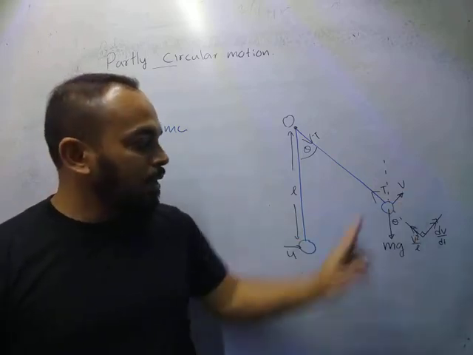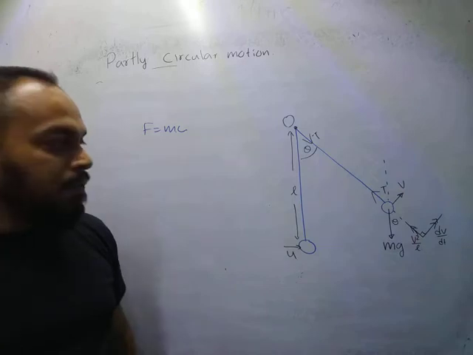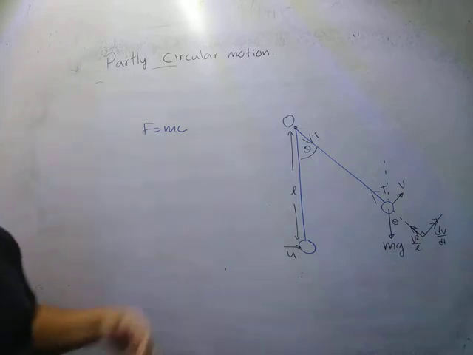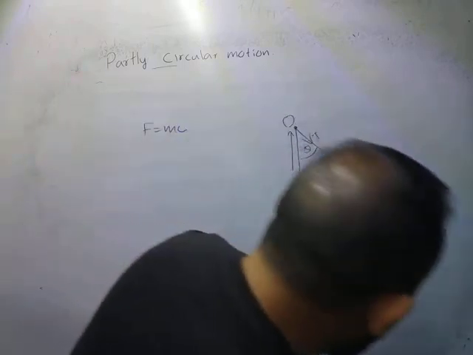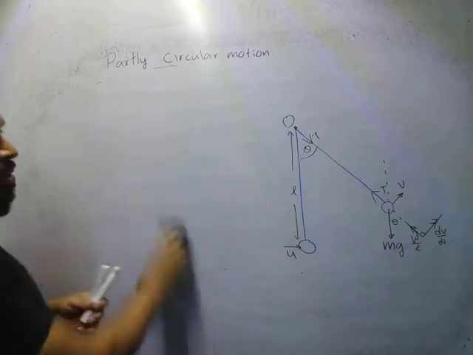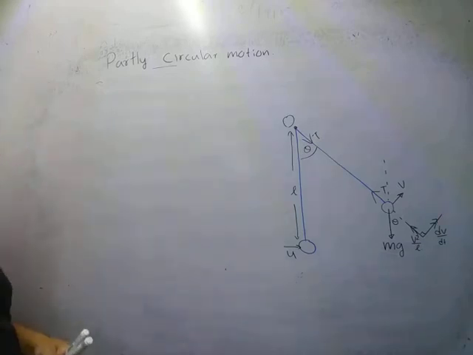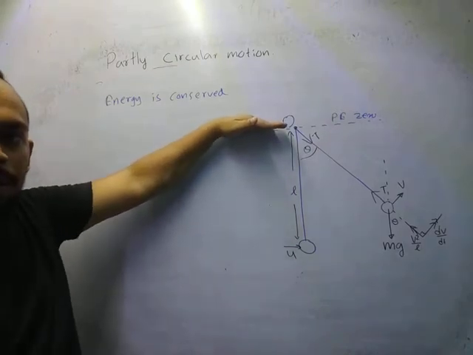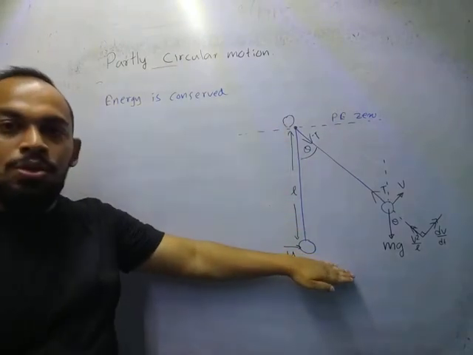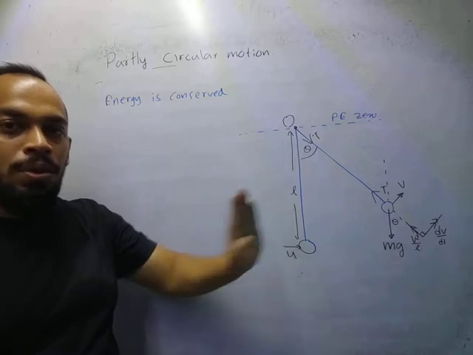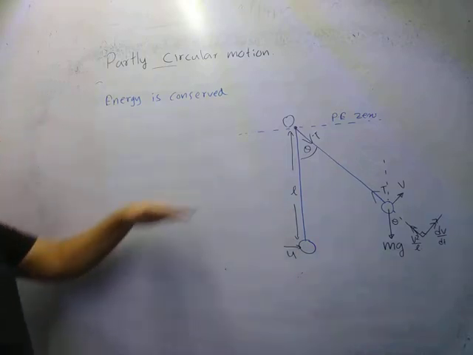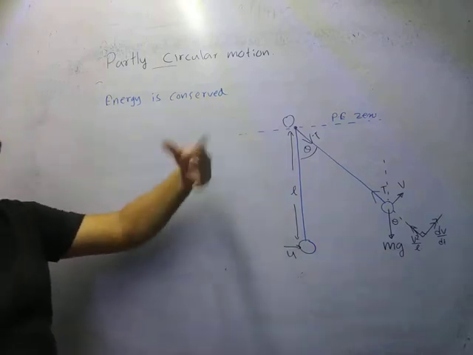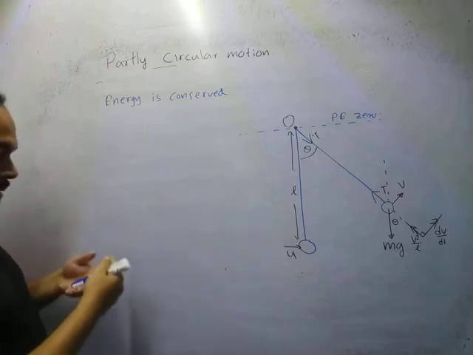So you need to know v first. To find v first, we should use energy conservation laws. Let's take this to be our PE0 level, or you can take this to be your PE0 level. That's totally up to you. I'm changing this in every example so that you get used to anything.